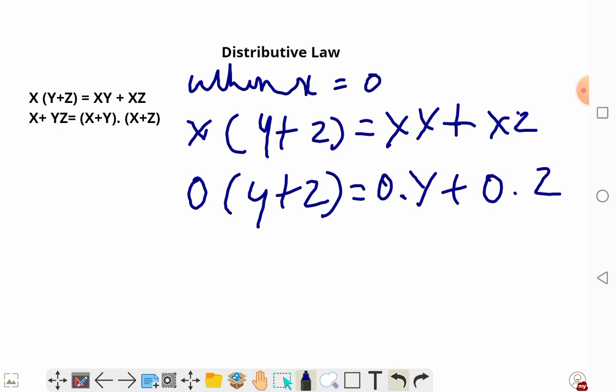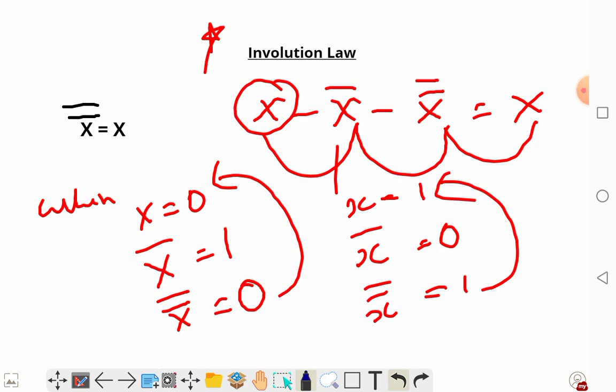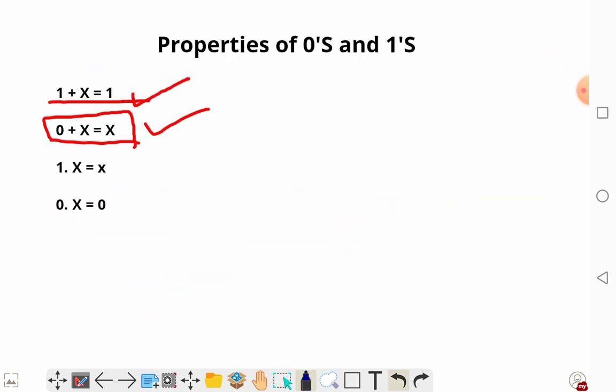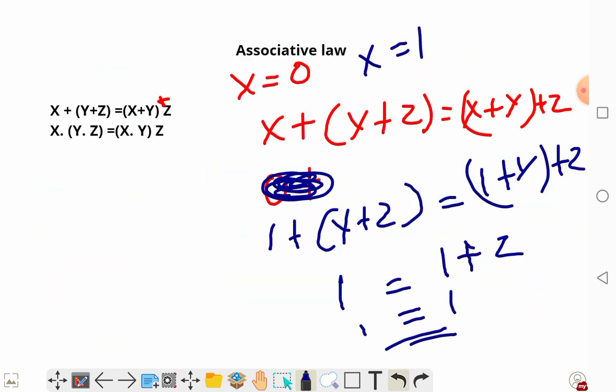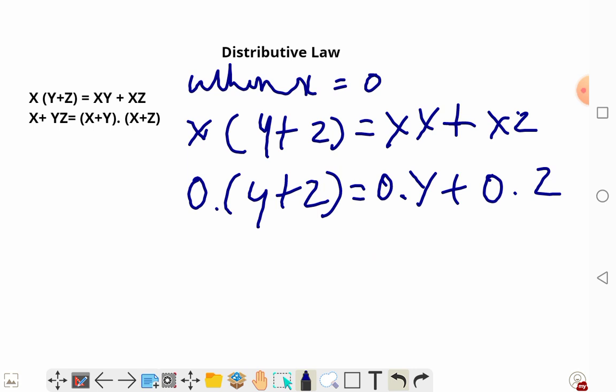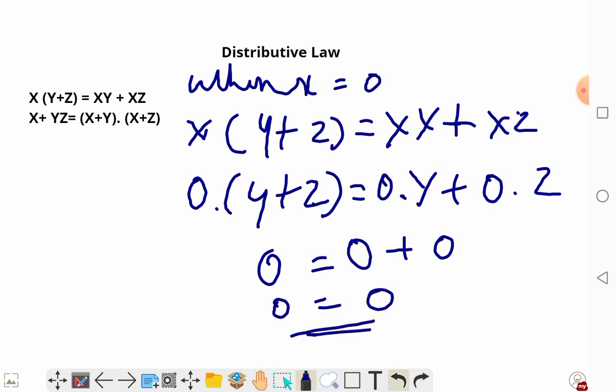0 into variable: go back, or if you have seen it, check that one. 0 into variable is 0. Any variable multiplied by 0 will be 0. So 0 into y is 0 plus 0 into z is 0. 0 is equal to 0 plus 0, which is 0. LHS is equal to RHS. Hence we proved it. I have proved for x is equal to 0.